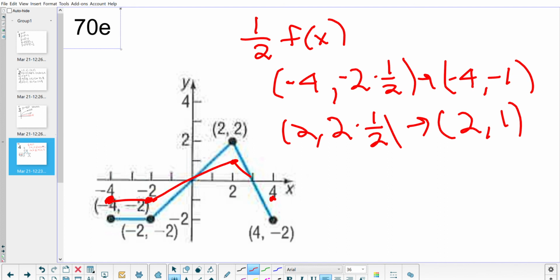Some of the other ones in number 70 that I assigned, like D, is shifting it left and down. F is asking for you to negate all of the x values, which is ultimately going to be a reflection over the y-axis. And G is then kind of like what we just did, except instead of messing with y, you're going to mess with the x value.